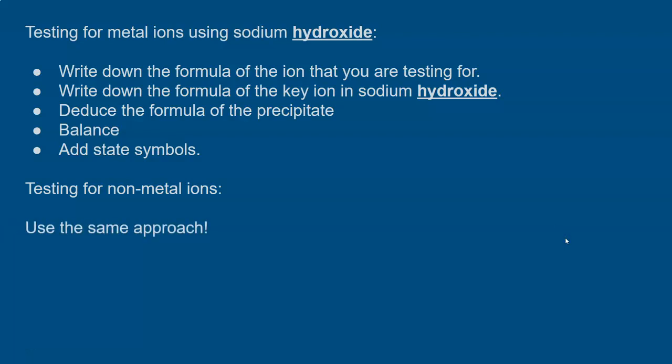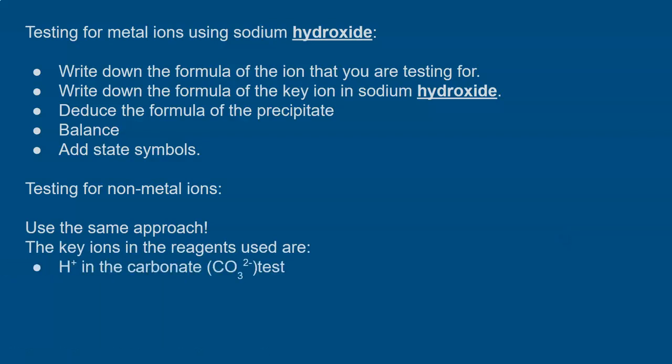Testing for non-metal ions, you need to use exactly the same approach. The key ions in the reagent. Well, when we're testing for a carbonate, we've already done or mentioned this one. 2H+ plus CO3 2-, both aqueous, goes to CO2 gaseous and H2O liquid. It's the silver ion that's important when you're testing for chloride, bromide and iodide. Ag+ aqueous plus Cl- aqueous goes to AgCl. The precipitates silver chloride, silver bromide and silver iodide all follow that same sort of formula. Of course, they are solids.